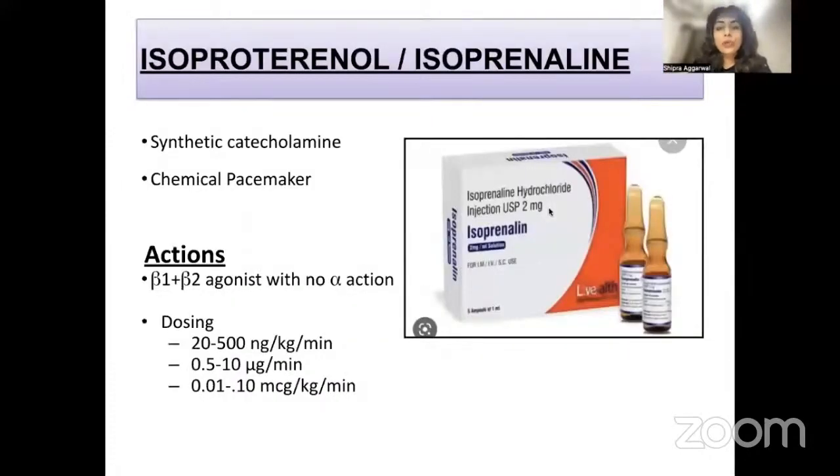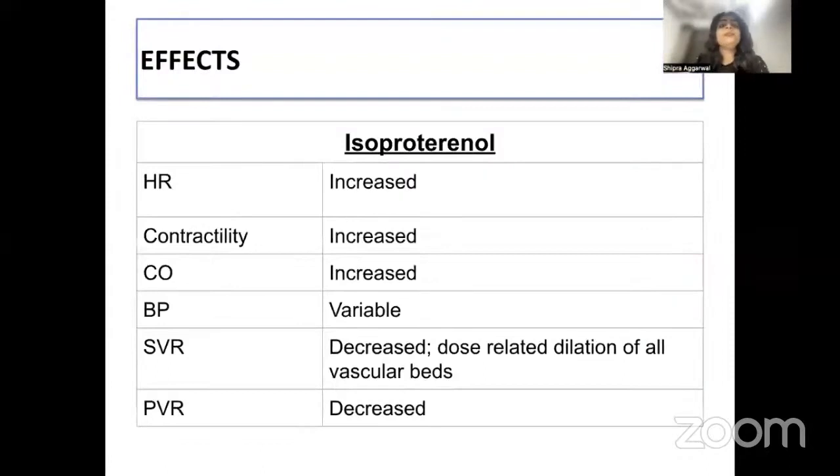Coming over to isoproterenol, also known as isoprenaline. It is a synthetic catecholamine. It is also known as a chemical pacemaker because it has a purely beta agonist action, both beta 1 and beta 2 with no alpha action. Now, it is available in the packaging of 2 milligrams per ml ampule, and the dose includes 20 to 500 nanograms per kg per minute, or 0.01 to 0.1 micrograms per kg per minute.